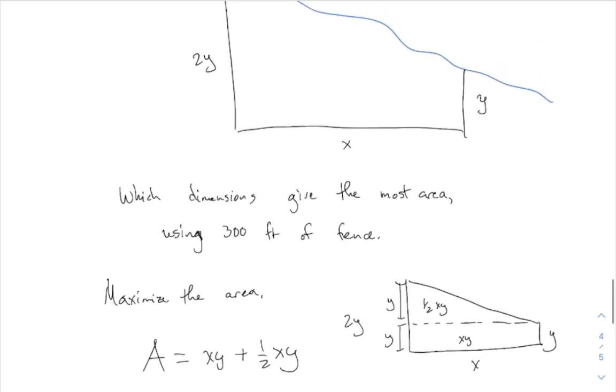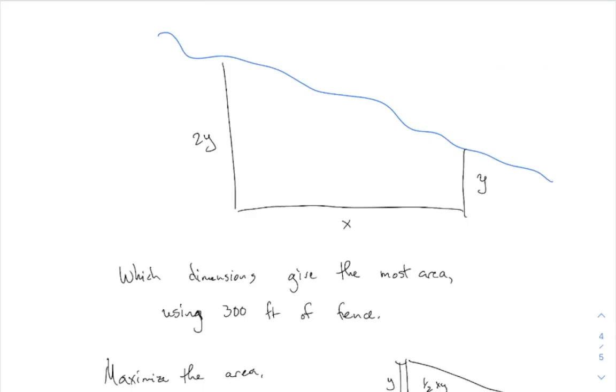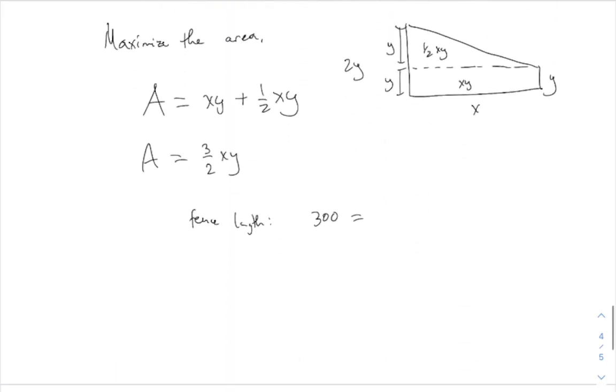Yeah, the total fence length here, I suppose it's the perimeter, but you don't count the riverside. It's this plus this plus this. So 2y plus x plus another y. The y's add up to 3y and 1x. So 300 equals x plus 3y, right? This is why I changed my mind to 300 rather than 100, because I'm about to divide by 3. I'm going to solve for y in terms of x.